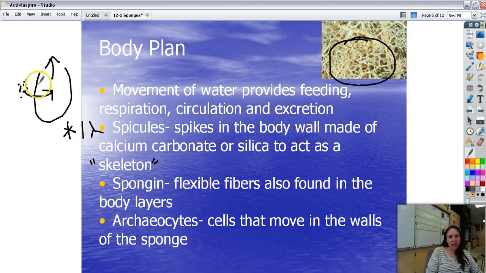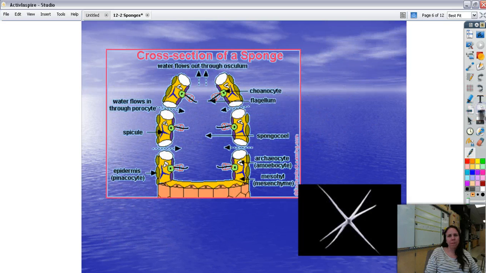Also, inside of the body tissues, in between here, we have those archaeocytes or amoebocytes, and these are cells that have the ability to move around. So they migrate. They can start out over here, crawl all around over here, and they do lots of different jobs. They actually help to move food around the body. They also grab eggs and sperm and hook them up together. So they're kind of like little matchmakers. So here's that picture again.